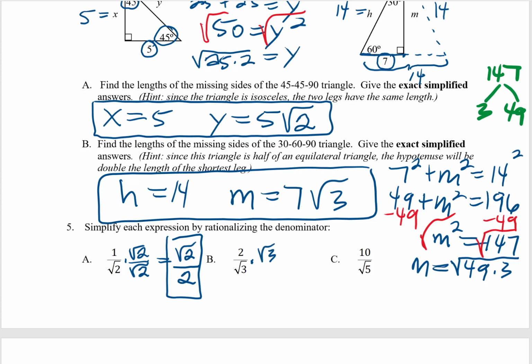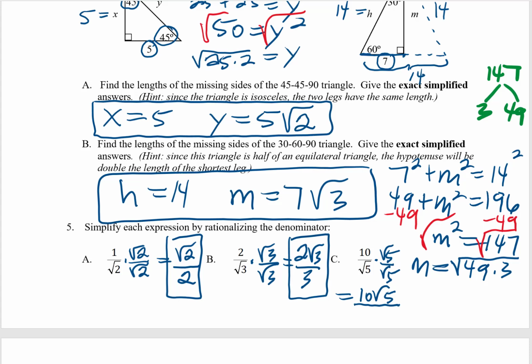Here, the trick would be multiply top and bottom by root 3. I'm going to get 2 root 3 up top. Root 3 times root 3 is root 9, which is just 3. Here, I'll multiply square root of 5 over square root of 5. That gives me 10 root 5 up top. Root 5 times root 5 is root 25, which is just 5.